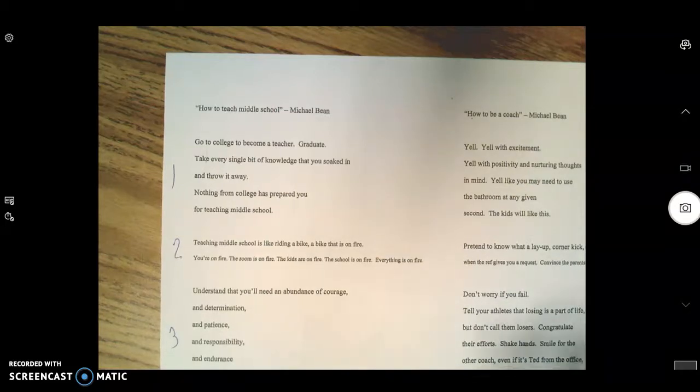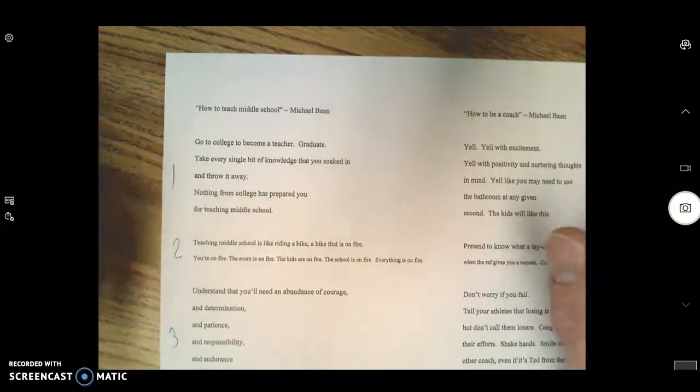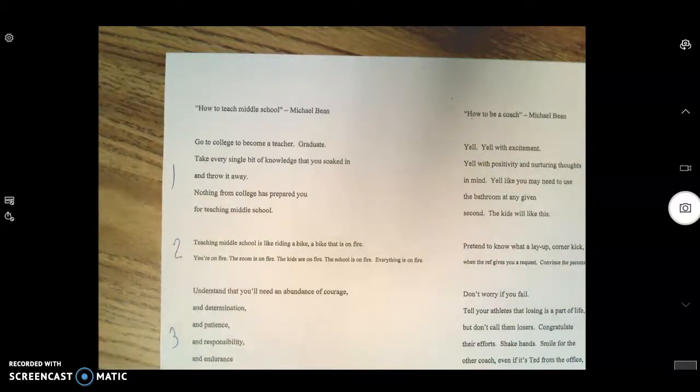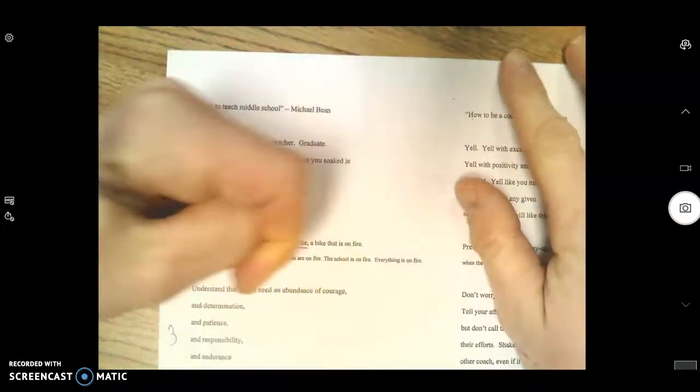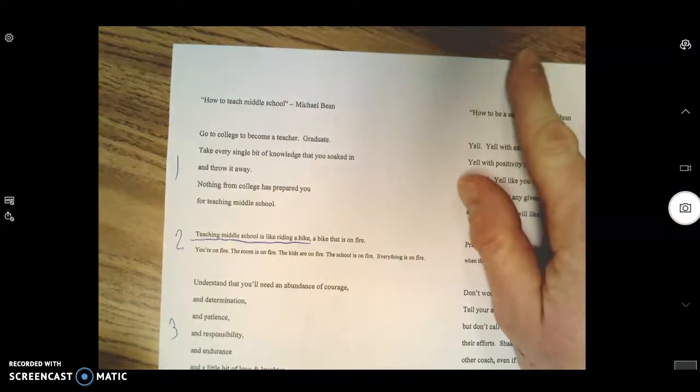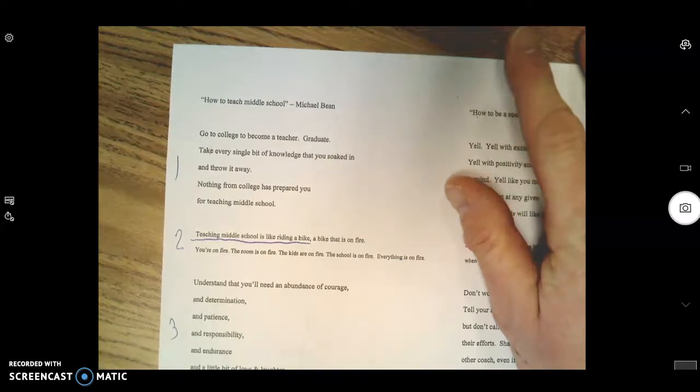All right, hey, check it out real quick. 527, 527. It doesn't have to be a great piece of literature. Look at this. Teaching middle school is like riding a bike. What's that called? Teaching middle school is, yes, good job.